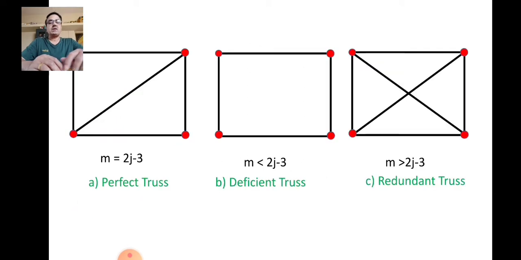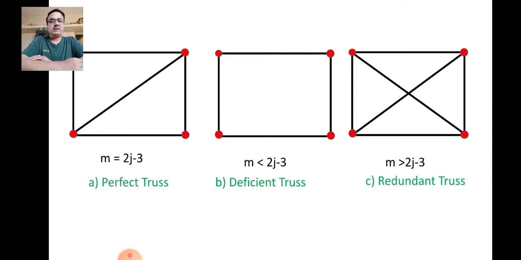Now we will consider 3 types of trusses. The first truss consists of 5 members: 2 members horizontal, 2 members vertical, and one more member, which is a diagonal member. So there are 5 members, and if you calculate the number of joints, one joint is there at each corner, so the number of joints is 4. So 2j minus 3 means 8 minus 3, which is equal to 5, and the truss has 5 members, and thus the truss is called a perfect truss.